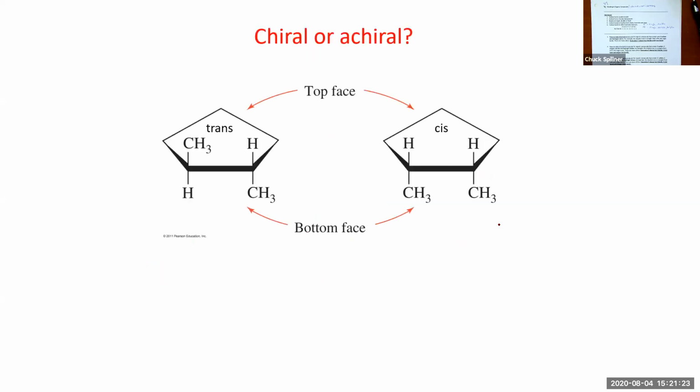So what about compounds with rings? And here we have our cis-trans again. So let's look. Remember, here we have a ring. So let's look at these carbons. Do we have any chiral carbons here? And we do. So I put stars next to the chiral carbons.